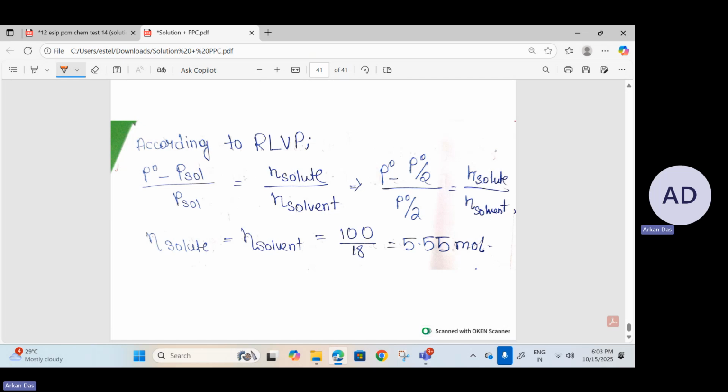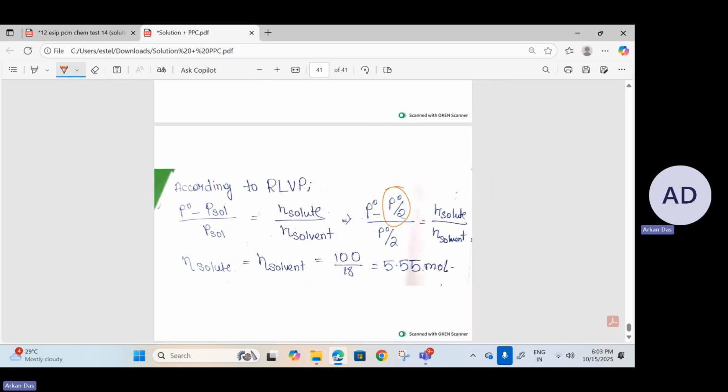When we take P solution, we don't consider solute, minus solvent. If we put that formula, P solution has been told to be P naught by 2. If we put all the values, and we have approximated that solvent is much more than solute, that's why we have taken P solution.